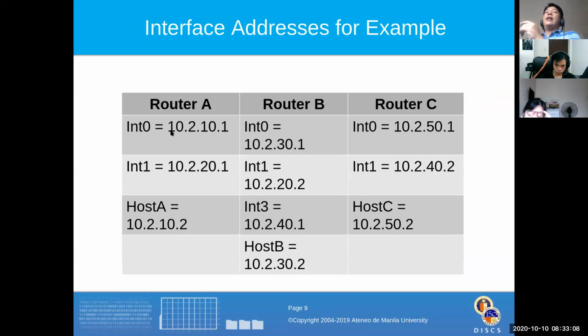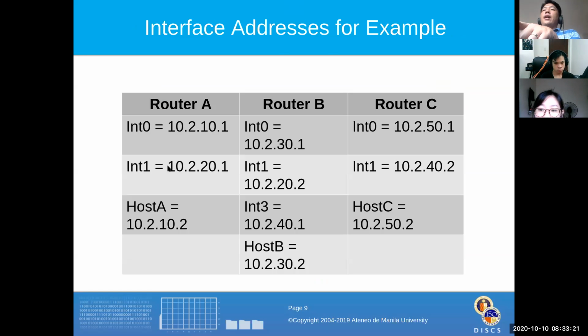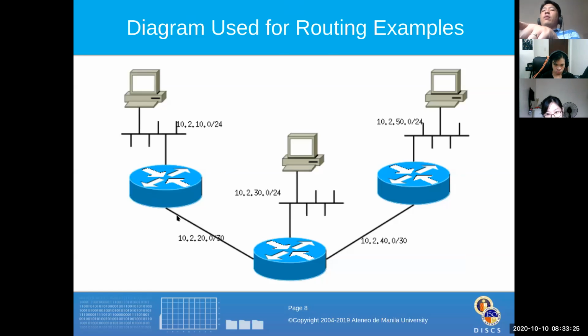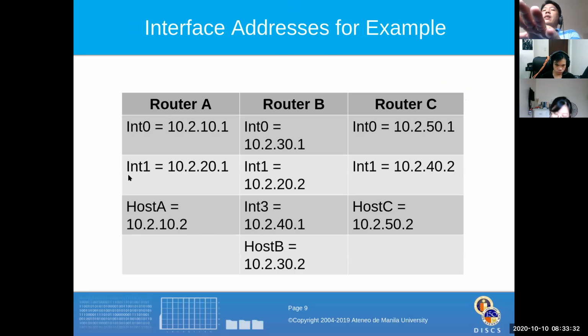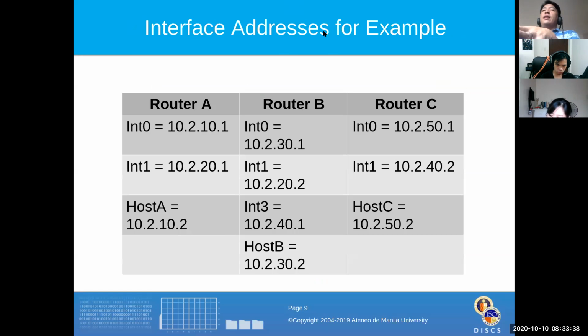So for router A, I have an interface 0 that's 10.2.10.1. That means 10.2.10.1 is a valid address in this network. So this interface here is 10.2.10.1. And the second interface is 10.2.21, which is in this network 10.2.21, right? And this host, I just gave it an IP address 10.2.10.2, for example, so that it won't conflict. So those are the addresses.